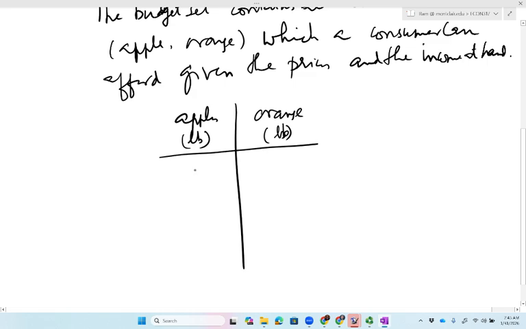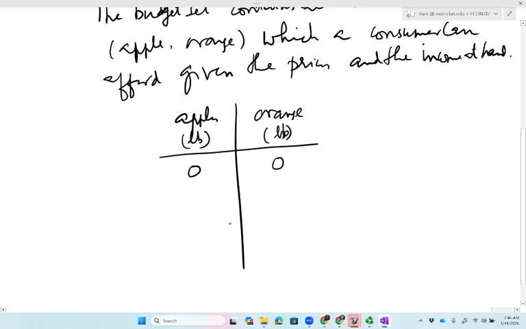I'll start with a very trivial one, 0 pounds of apple, 0 pounds of orange. Definitely the consumer can afford. He is spending nothing, buying no apple, no orange. Not a very interesting combination to look forward to, and that's why I claim it to be a trivial one.